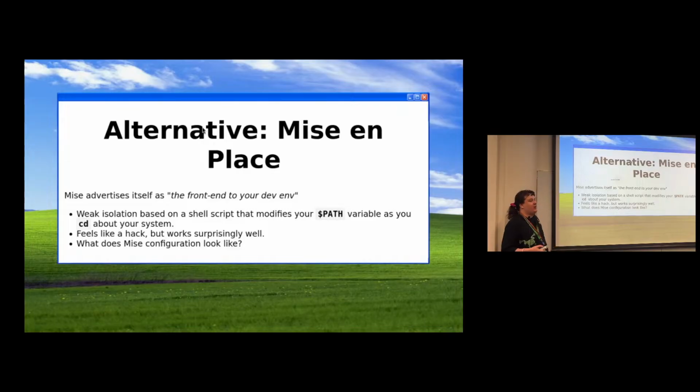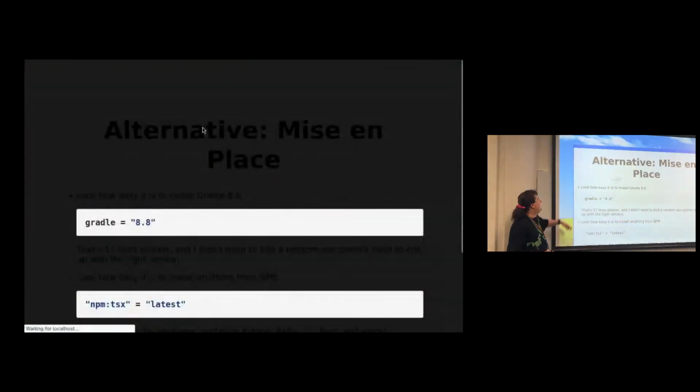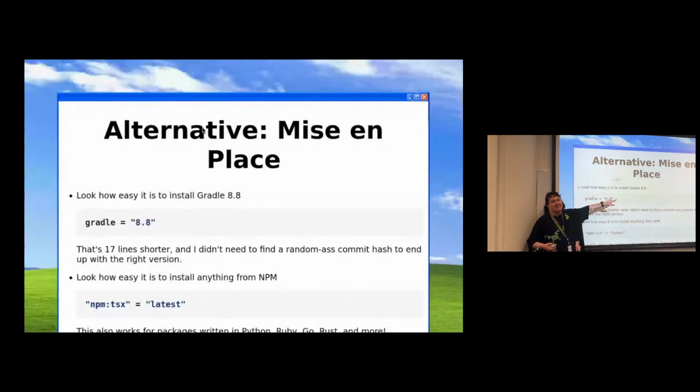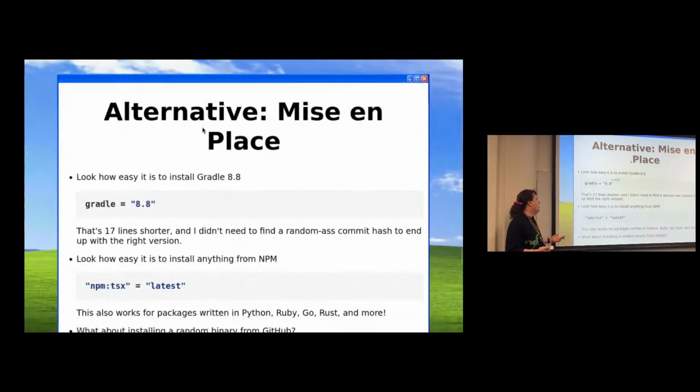So what does a mise configuration look like? Let's get Gradle 8.8 and a few other things. Gradle 8.8, gradle = 8.8. So easy. That's 17 lines shorter, and I didn't have to find this random commit hash to end up with the right version.